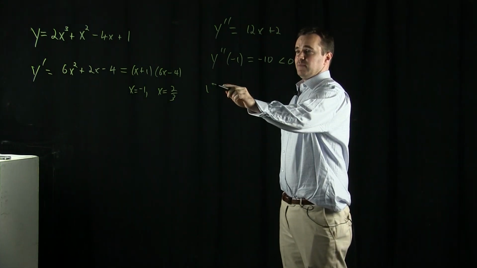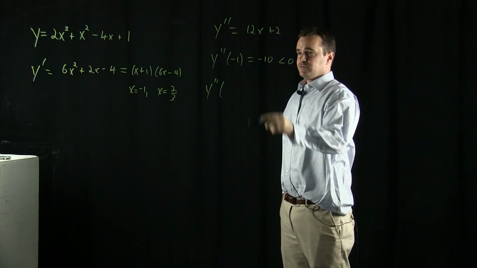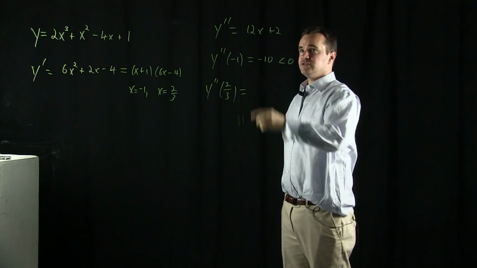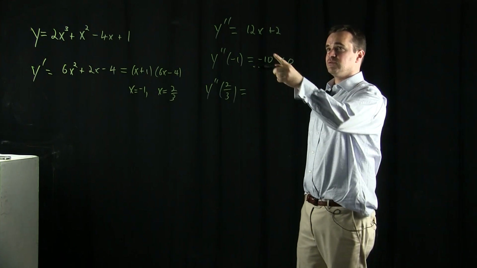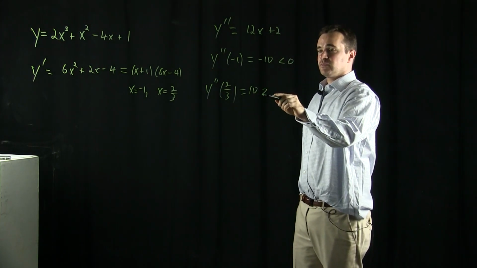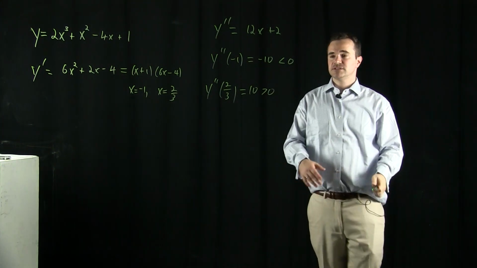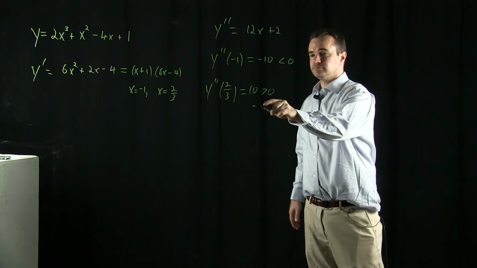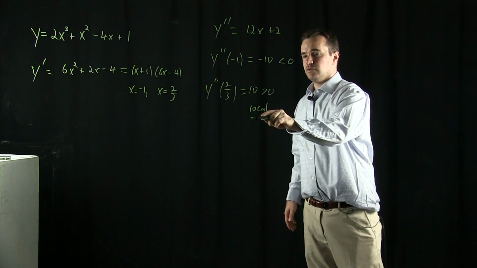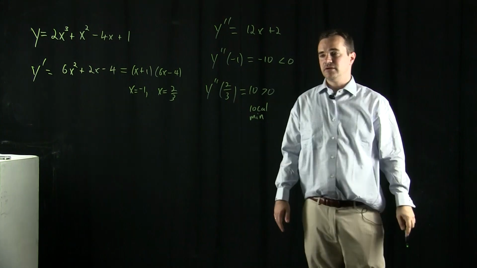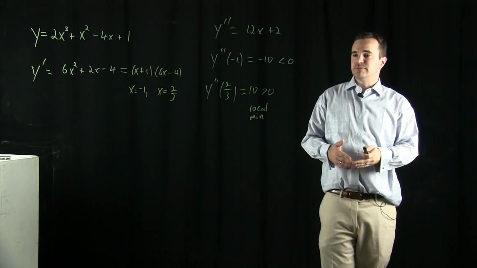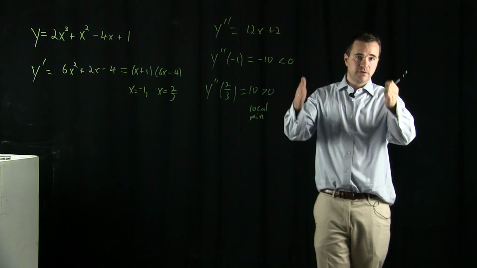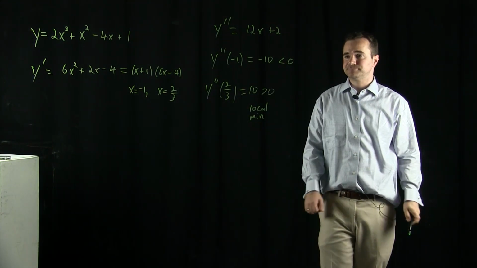What about y double prime of 2/3? So plug in 2/3. I'm going to get 24 over 3 equals 8, plus 2 is 10. Of course, that's bigger than 0, so that's telling me by the second derivative test that in this case, I'm at a local minimum. So local minimum. And how do you reason that out? Well, similarly to the previous case, your second derivative is positive, so you're concave up, so you're coming up from a local minimum.